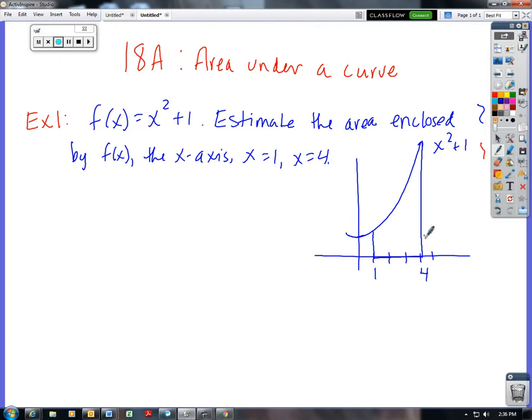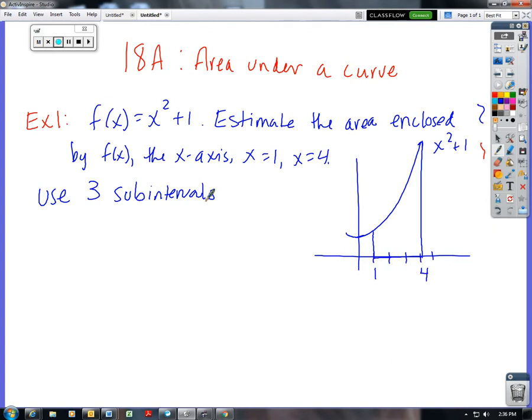And we're doing an estimate. What we're going to do is use rectangles to estimate the area because we don't have a geometric formula for that two-dimensional shape. And we're going to use 3 subintervals. In other words, 3 rectangles.